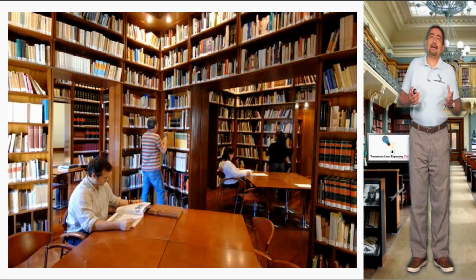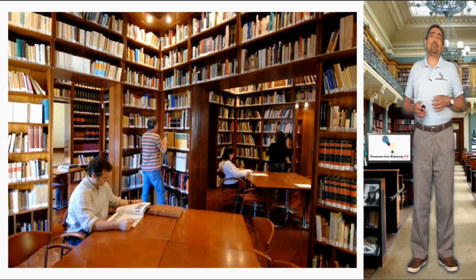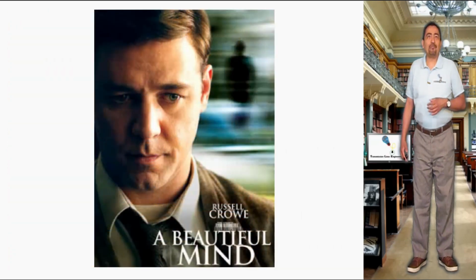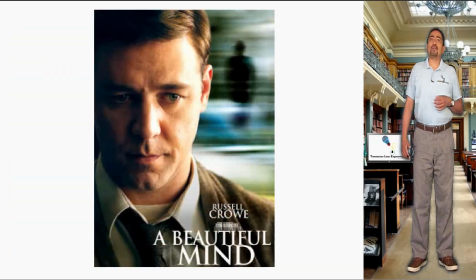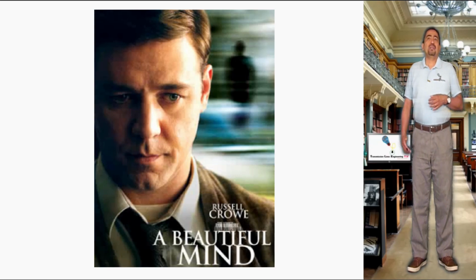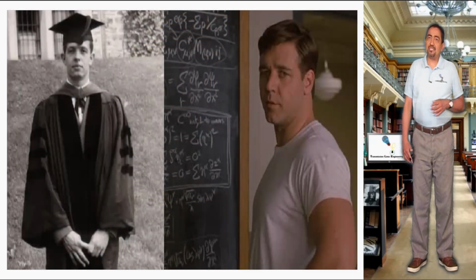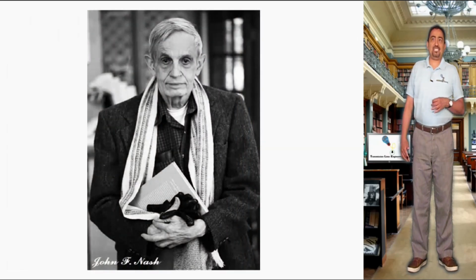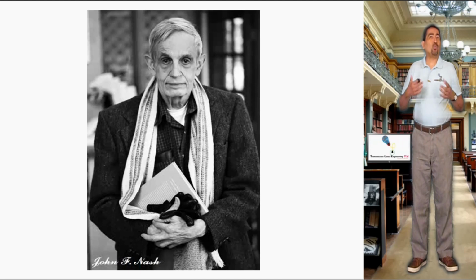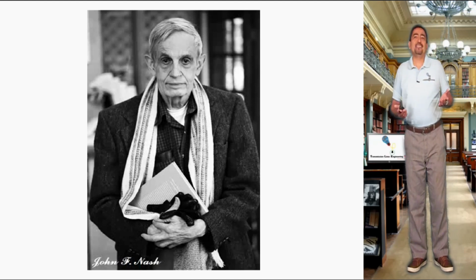Now, have you ever seen the movie A Beautiful Mind, starring Russell Crowe? Crowe personifies the American mathematician John Nash, who everyone saw as a weird and crazy guy.